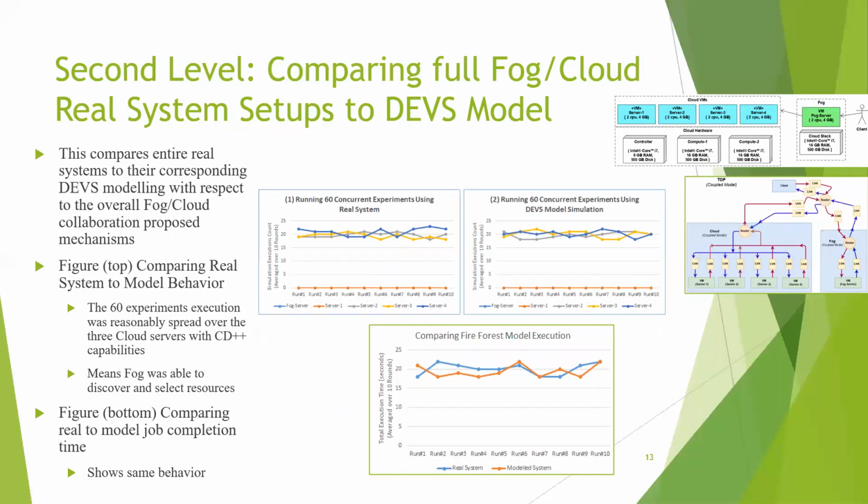This shows how the model and the physical system compare to each other. Figure number one is the real system, and number two is the model system. It shows how the model and the system distribute the load between those four servers, based on this physical setup, the example we've already seen. Our objective is that the model and the real system behave the same way. And for the total job execution in the system, as shown in the bottom figure, both of them also show the same behavior, as close as possible.